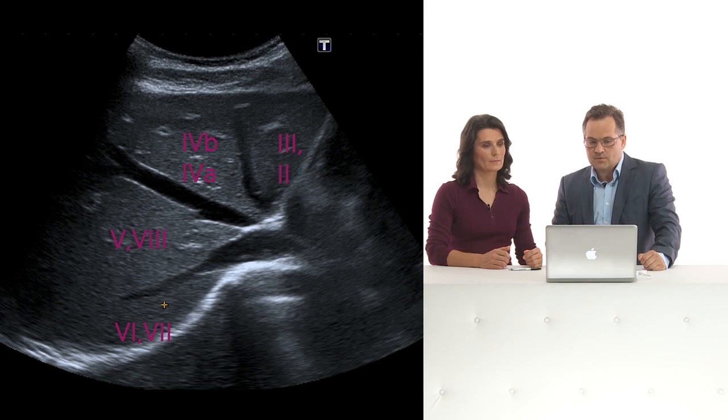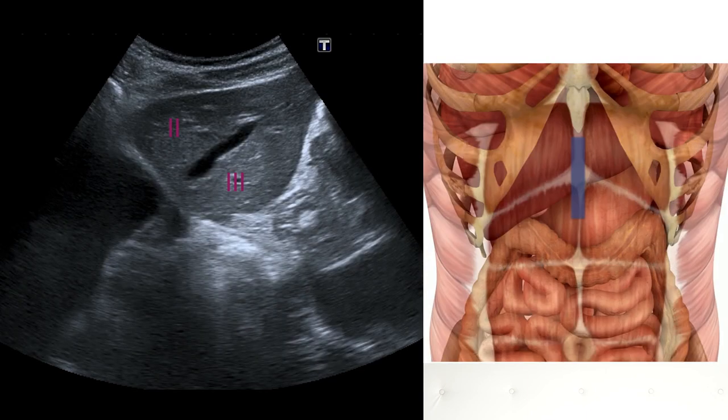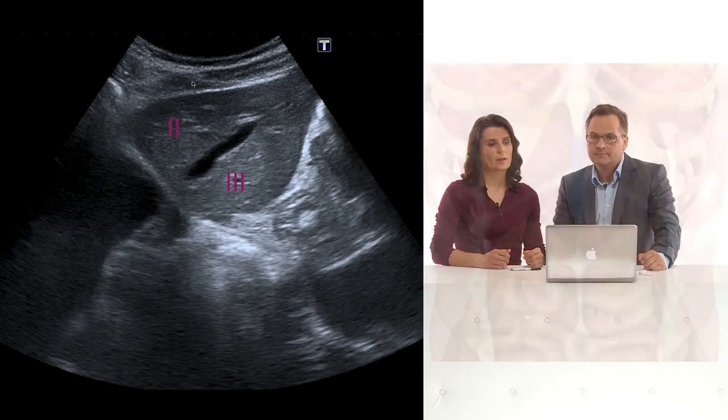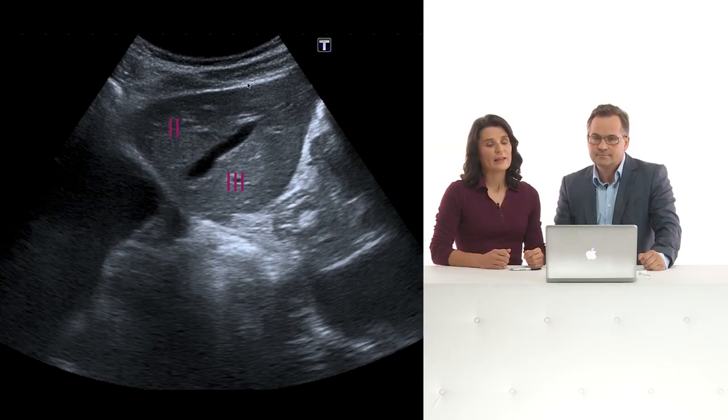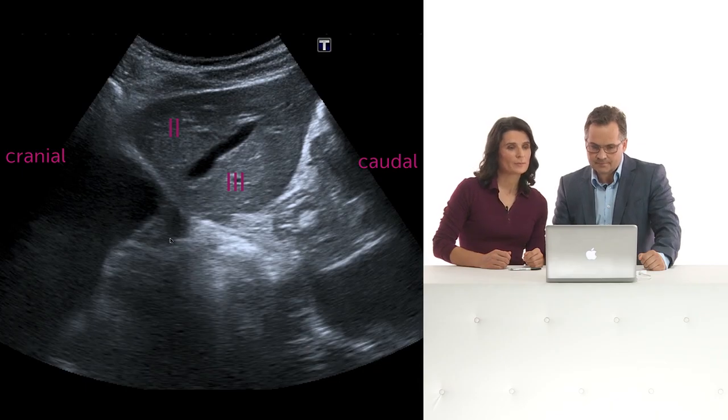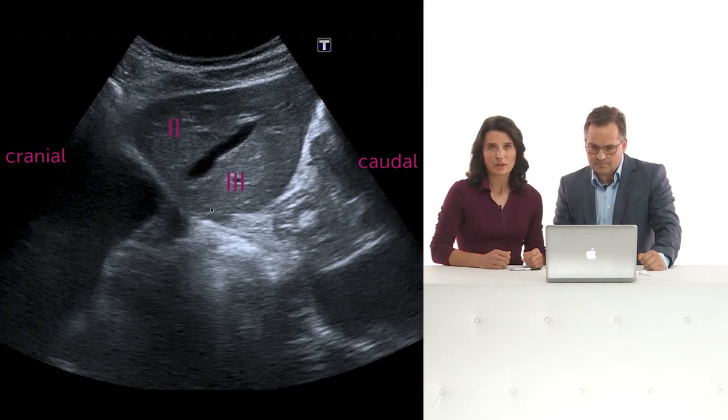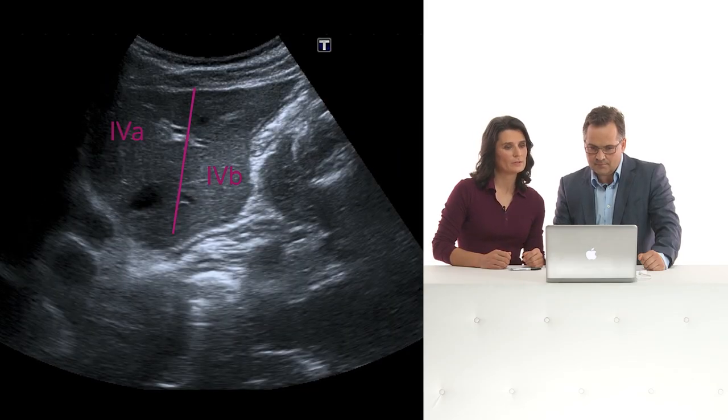We proceed with the longitudinal scan. So we start with the longitudinal epigastric view and have the left segment of the left liver lobe over here to the far left side. This is segment 2, which is cranial, and segment 3, which is more caudally. So let's get on to the next picture.